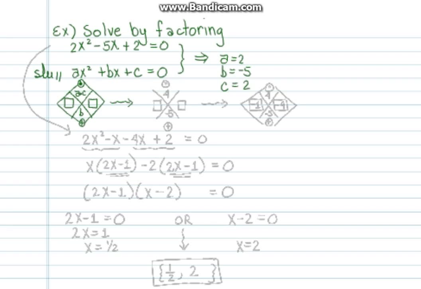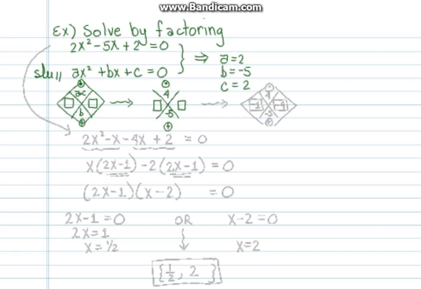Well, in this example, what that means is we're searching for two values to put in these boxes. Now, the product of these values in the boxes has to equal A times C. And A times C for this problem is 2 times 2, which is 4. And then the sum of these two values in the boxes has to equal the b value, which we found to be equal to negative 5.